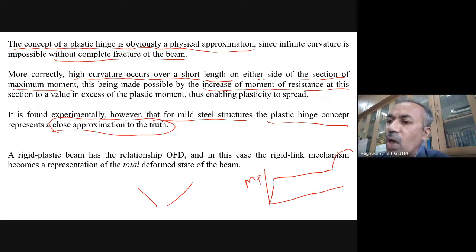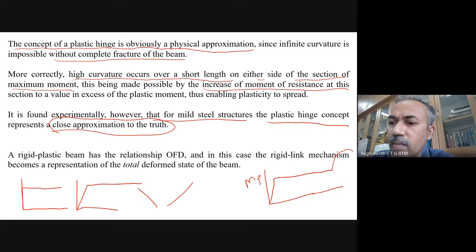Now here also, what we are calling elastic perfectly plastic. Suppose I have my stress strain curve like this, with no slope. What do you call this type of material? This is elastic perfectly plastic, or whatever. So this is what we call it.